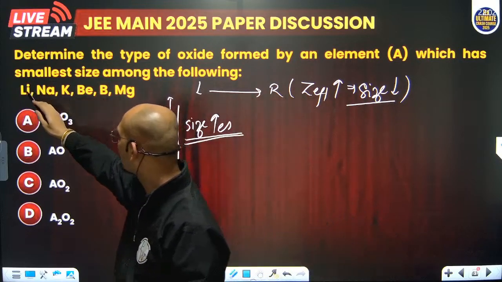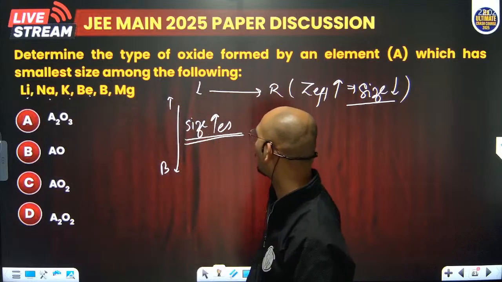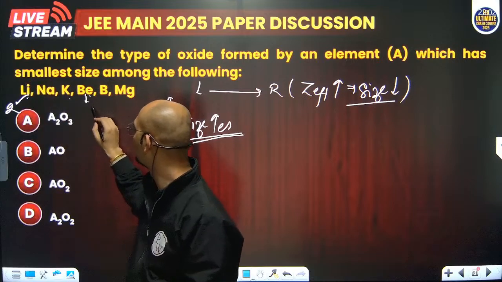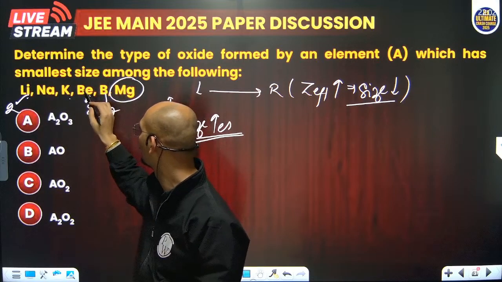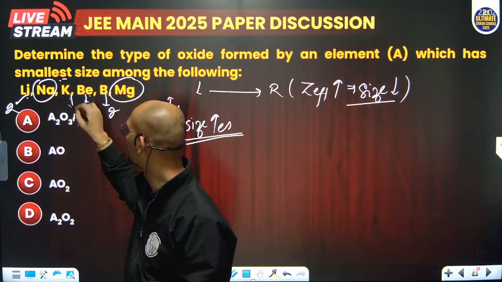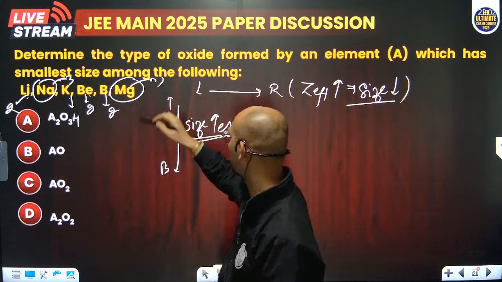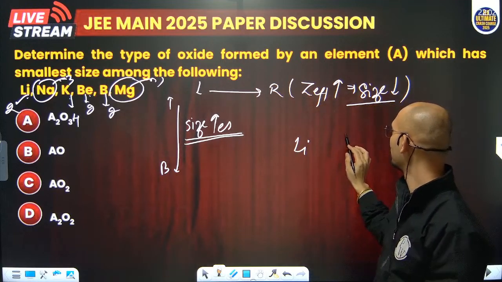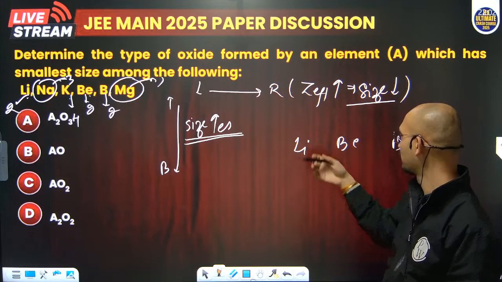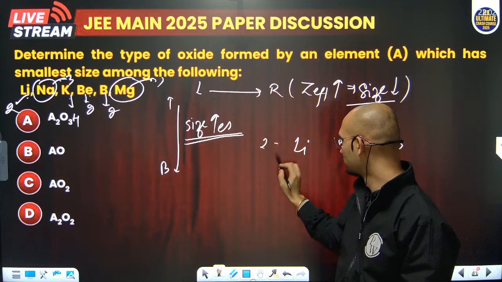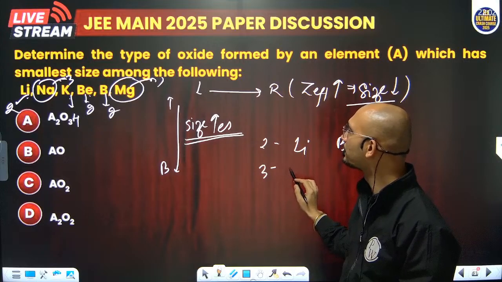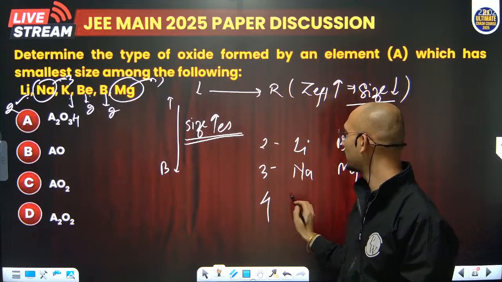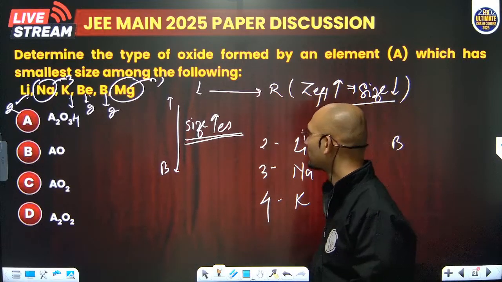So here given are lithium, sodium, potassium, beryllium, boron and magnesium. We see lithium, beryllium and boron are from the second period. In the third period, sodium and magnesium are given. And in the fourth period, potassium is given. Okay.